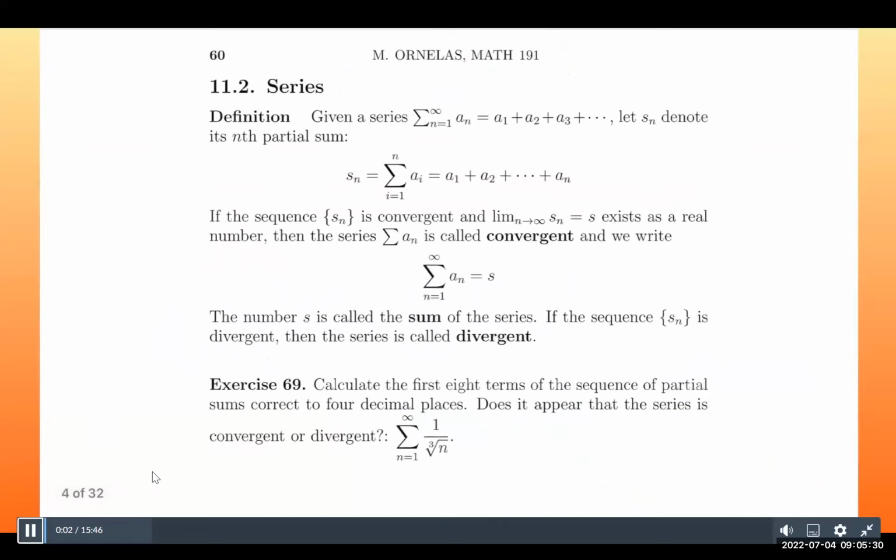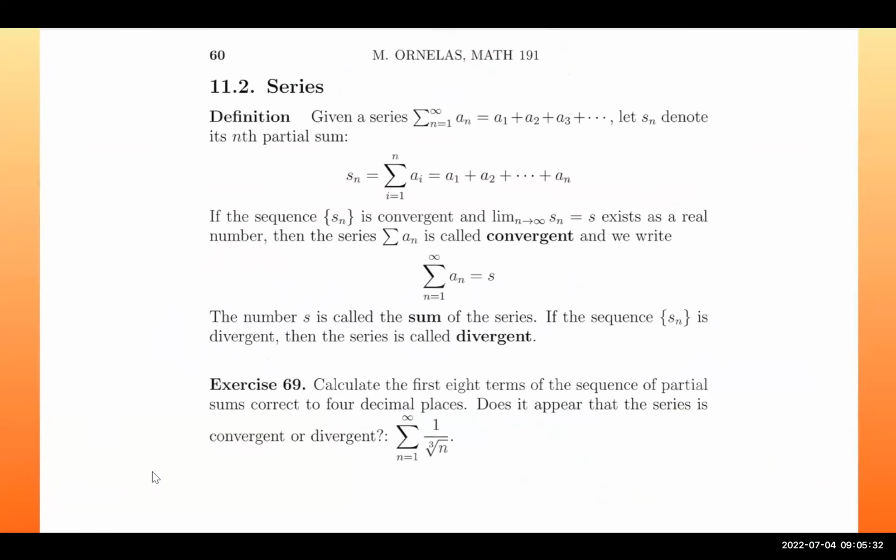This is 11.2 on series. So they start us off with the definition. They say let S sub n denote this sum, and if the sequence S sub n is convergent, then the limit will approach a finite number, and we'll call it convergent. Otherwise, we'll call it divergent if the limit does not exist.